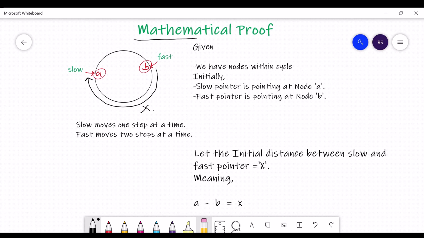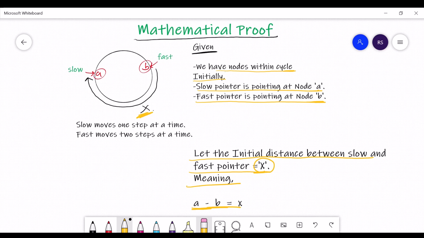Let's begin with the mathematical proof now. So what is given to us? That we have nodes within the cycle. Initially, the slow pointer is pointing at node A, and the fast pointer is pointing at node B. Let the initial distance between slow and fast pointer be equal to x, which is given over here, which means that a minus b is equal to x. This is our first equation. The distance between slow and fast pointer is equal to x.